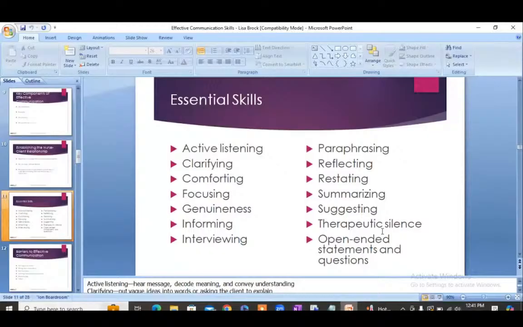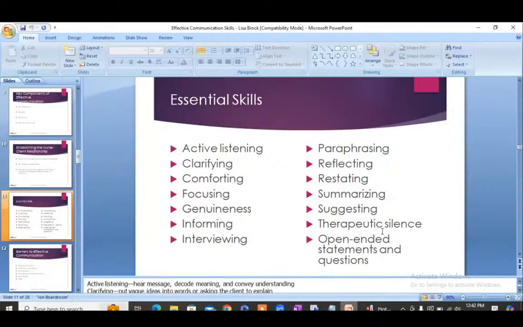Essential skills, the last one is the open-ended statements and questions. Yeah, this is like termination. What, the termination phase? Yes, the same. It's very relevant to that point as well, because essential skills for establishing a nurse-client relationship include a few points. They have been there.